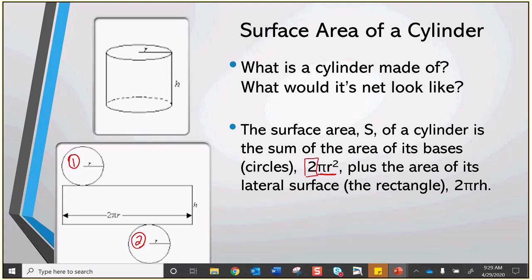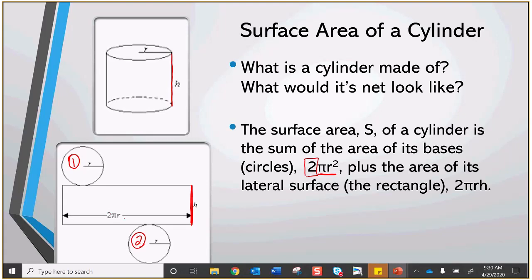Remember that a rectangle is usually length times width, but when we're talking about this cylinder, we have some different labels. The width of this rectangle is actually the same as the height of the cylinder. Imagine that soup can label or that rolled up piece of paper laid out flat.